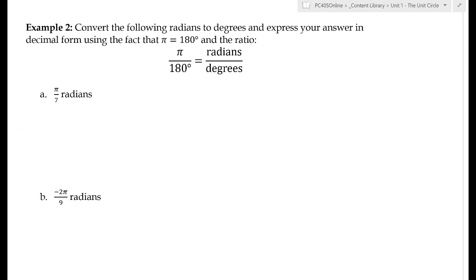So example 2, convert the following radians to degrees. So again, we're going the opposite direction. We want degrees and we have radians. So instead of setting it up like this, we always put what we want in the numerator, 180, and what we are getting rid of in the denominator so it can cancel out our units. Okay, so again, this would equal degrees over radians. So we'd multiply this by 180 over pi.